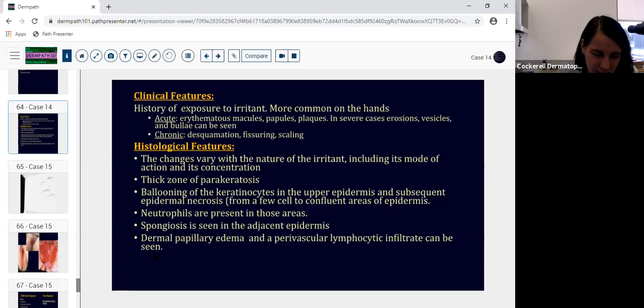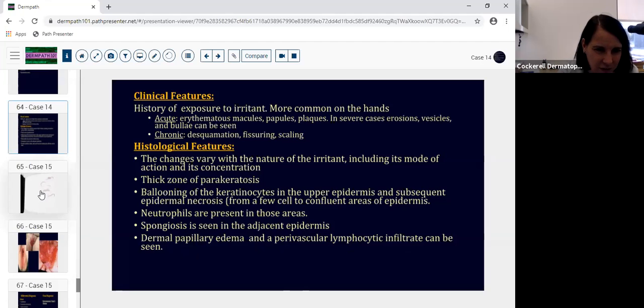The neutrophils are present and they're usually greater than the eos. And if it's more eos, you think allergic contact, and the spongiosis is seen in the adjacent epidermis. So do look around for the spongiosis nearby. And the dermal papillary edema, and there's some perivascular lymphocytic infiltrate may be seen. So we can move on to the next case.